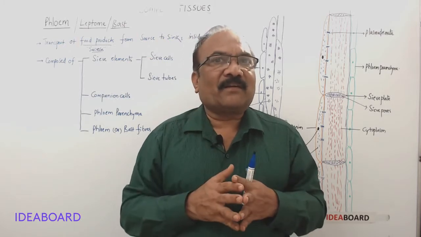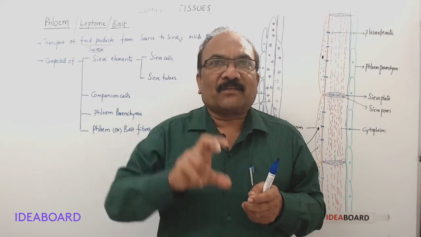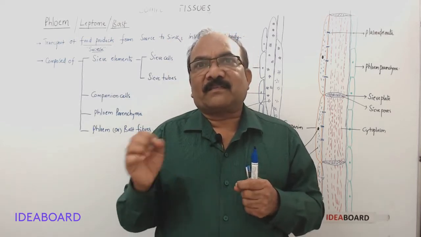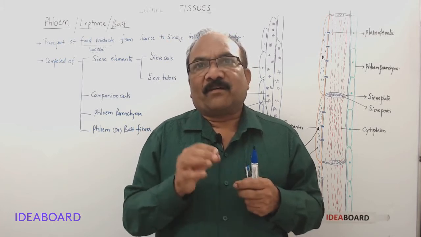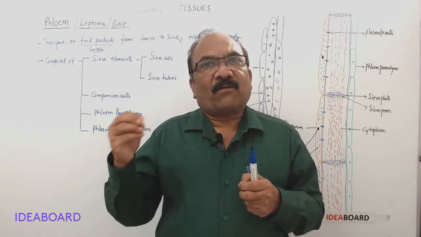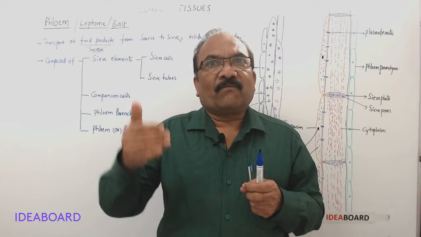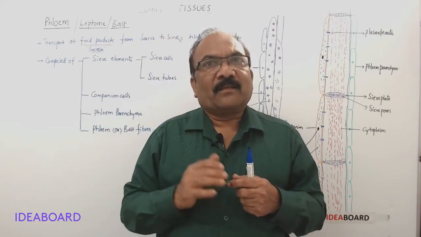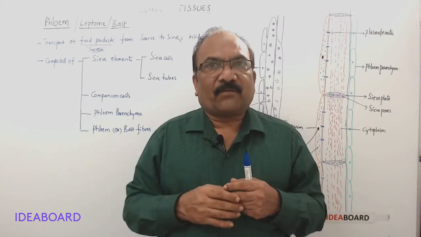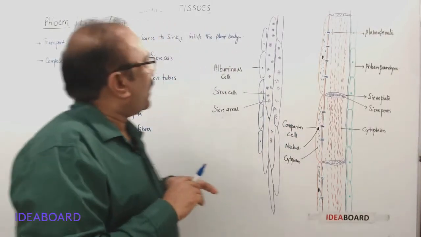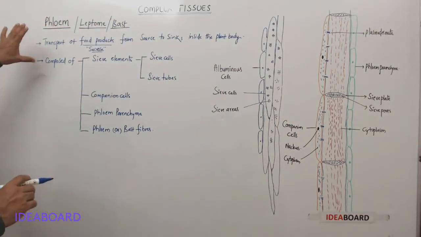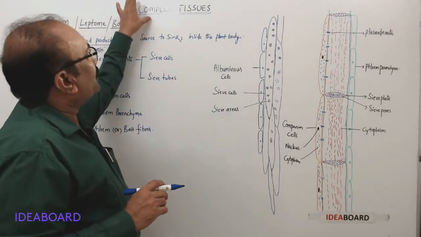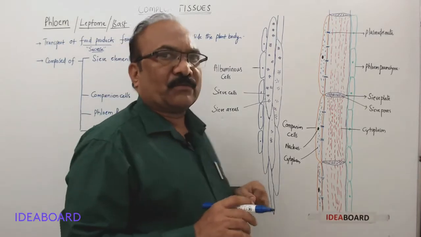This is what you have to understand. So this is bidirectional flow. That is the main difference between the xylem and the phloem. While xylem conducts the water and minerals in one direction, that is unidirectional flow, the phloem shows bidirectional flow.